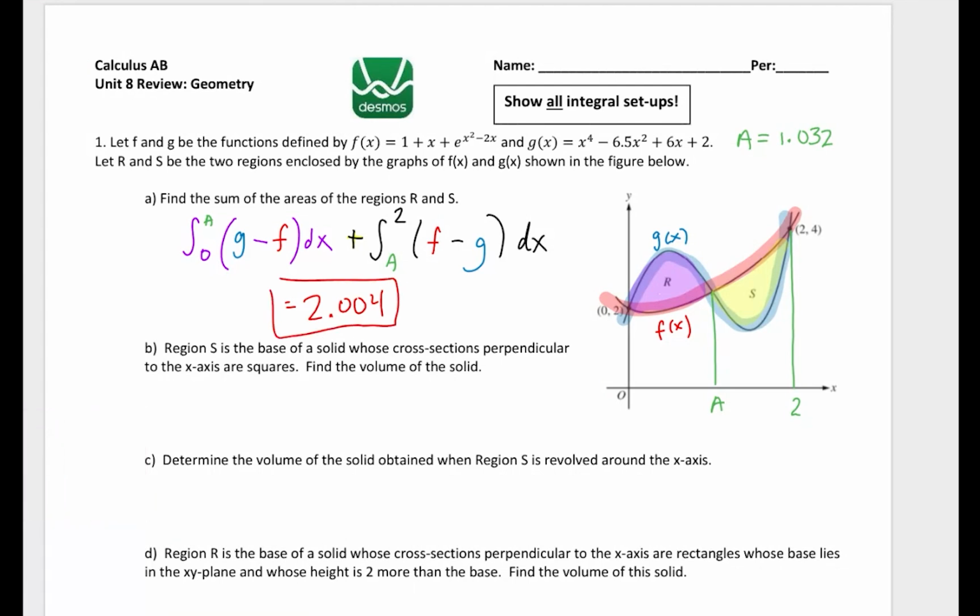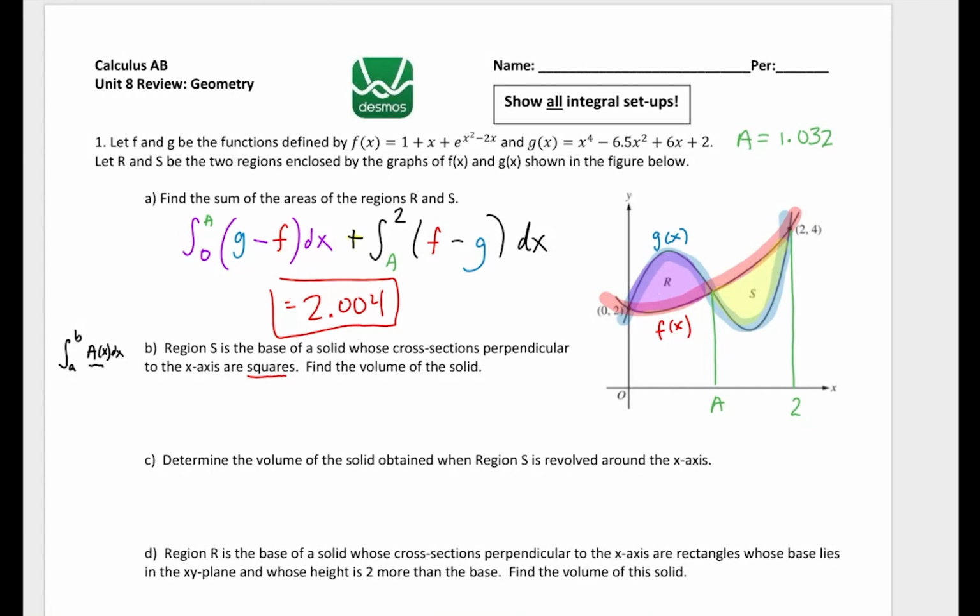Okay, part B says region S is the base of a solid whose cross sections perpendicular to the x-axis are squares. Okay, so with all these cross-sectional volume problems, they're all going to be set up very similarly. And that is, we're going to have, and maybe I'll write this up to the side, the integral from A to B of the area of the cross-section times dx. That's it. I know that these problems can seem more complicated. And part of that challenge is coming up with a formula for that area.